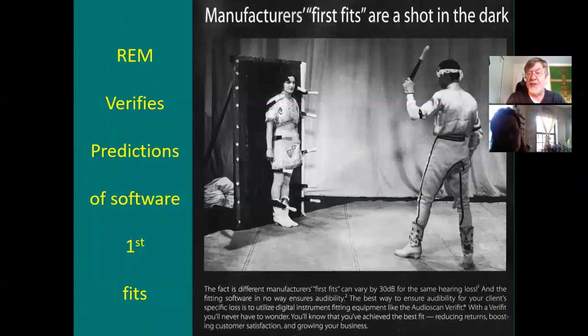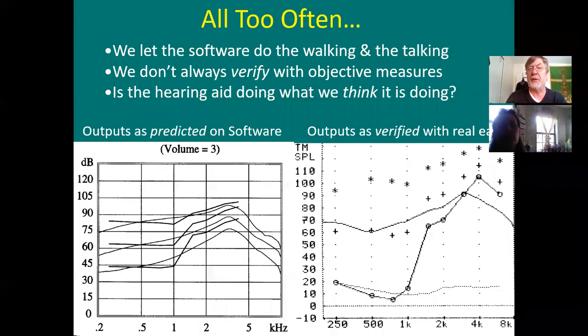The fact is, different manufacturers' first fits can vary by 30 dB for the same hearing loss, and the fitting software in no way ensures audibility. The best way to ensure audibility is to utilize digital instrument fitting equipment like the AudioScan VeriFit. That's a real ear system. You never have to wonder because you can literally see what the client is hearing.